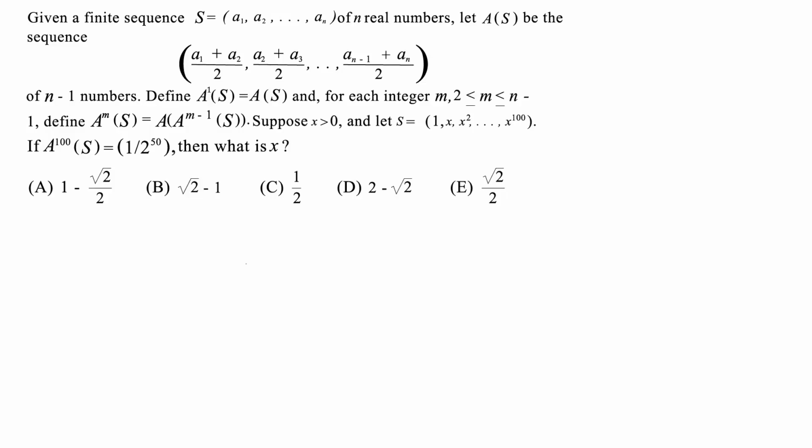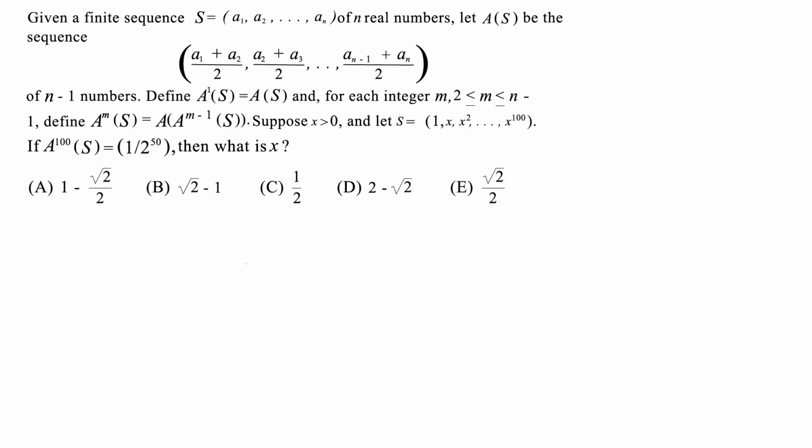Given the finite sequence S equal to a1, a2, all the way till an of n real numbers. Let AS be the sequence (a1 plus a2)/2, (a2 plus a3)/2, ..., (an minus 1 plus an)/2 of n minus 1 real numbers. Define A1S equal to AS, and for each integer m between 2 and n minus 1, define AmS equal to A(m minus 1)S.